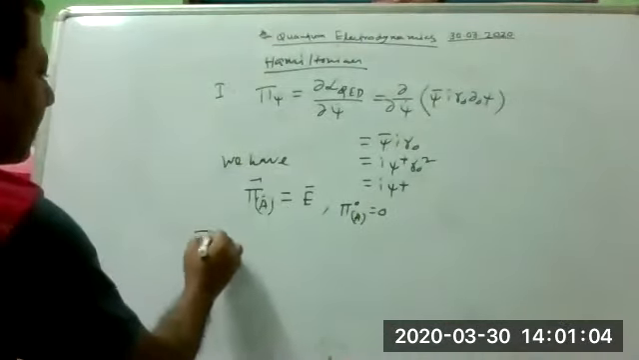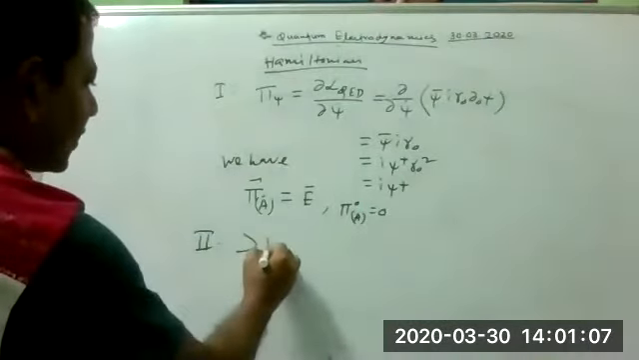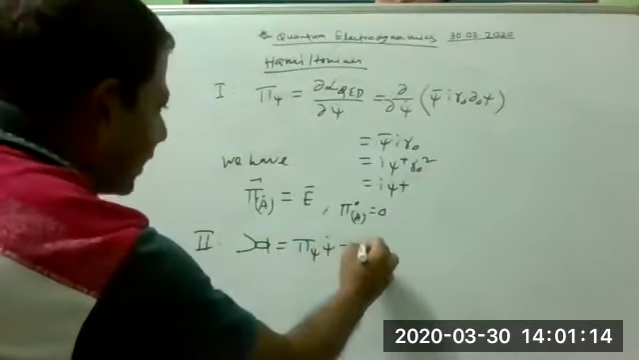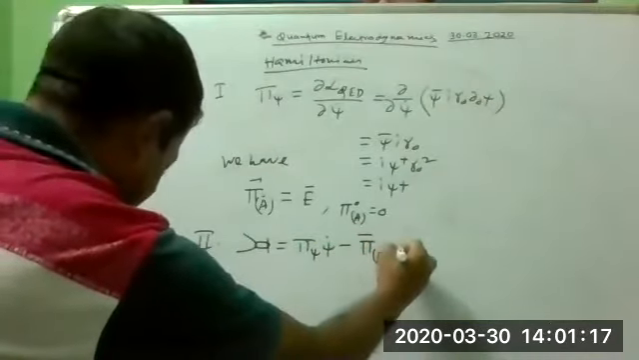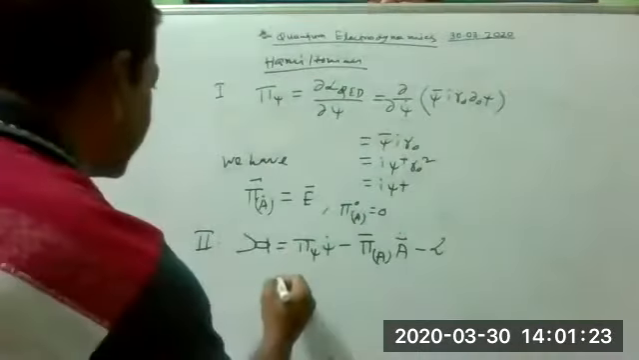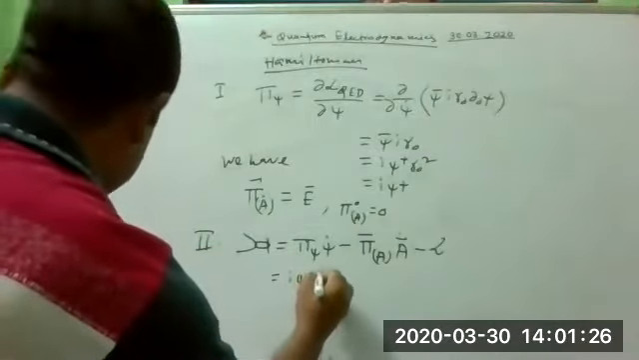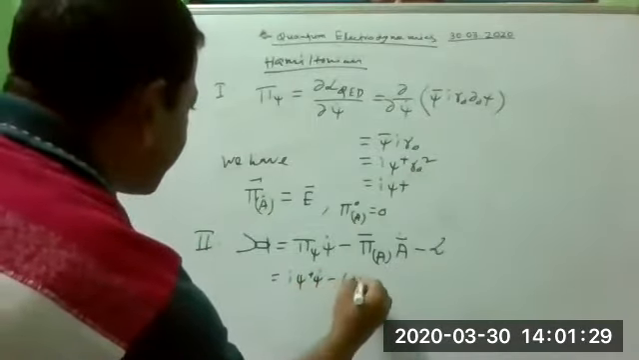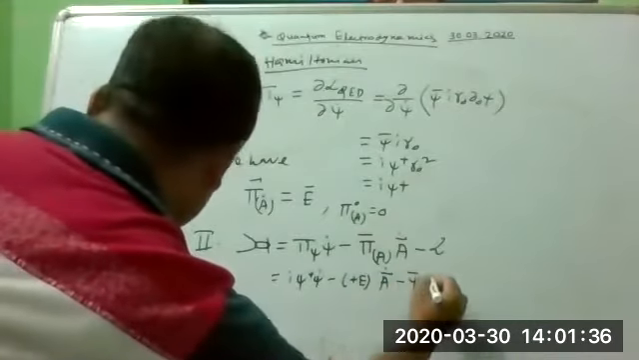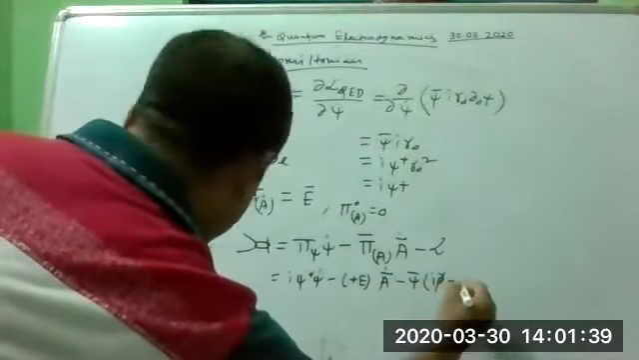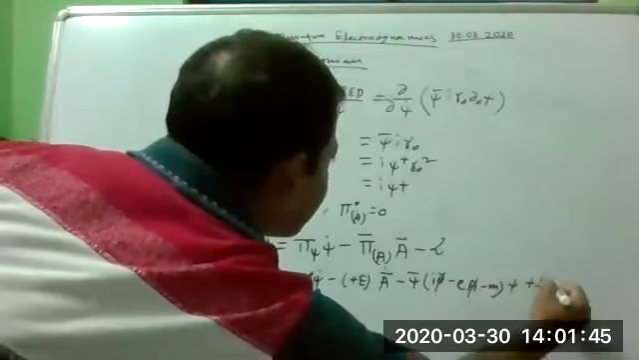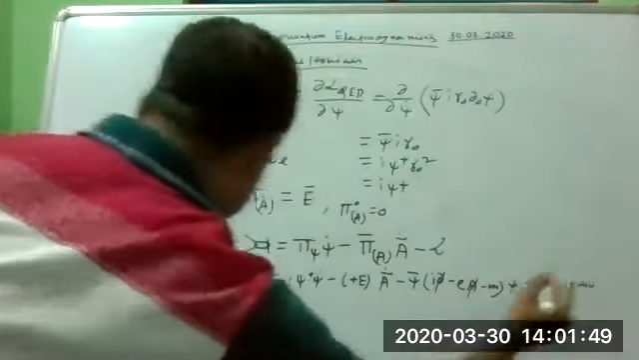Step 2, construct the Hamiltonian density H, which is equal to pi psi dot minus pi of A dot minus L. So this equals i psi dagger psi dot plus E A dot minus psi bar i del slash minus e A slash minus m of psi plus 1/4 F mu nu F mu nu.